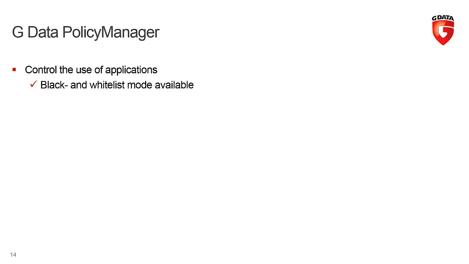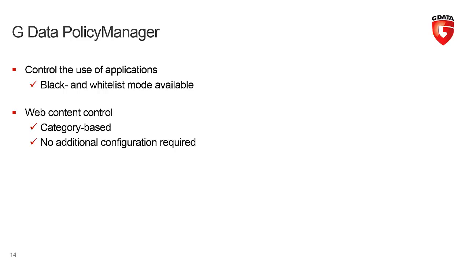Application control gives you the possibility to control exactly which applications users can run on their computers. It can be operated in white and blacklist mode, so you can either block specific applications or only allow a set of sanctioned programs. Web content control regulates which websites users can access when they surf the web. It works on a category base and only requires very little configuration. It is literally as easy as setting a check mark next to the website categories you would like to allow.